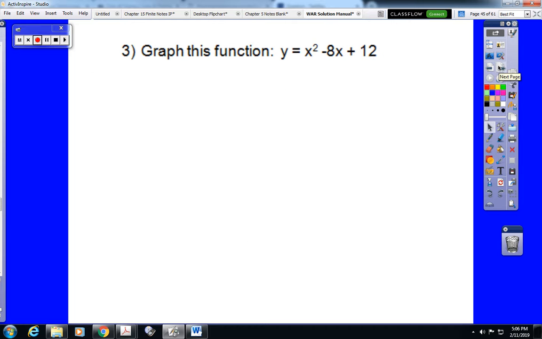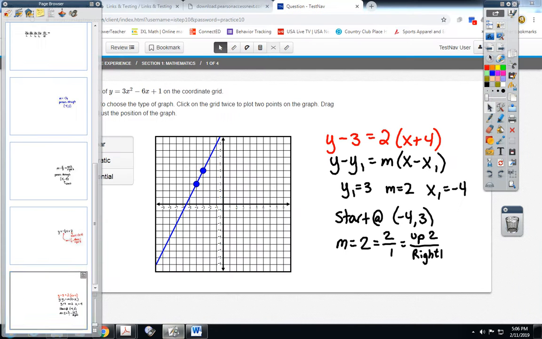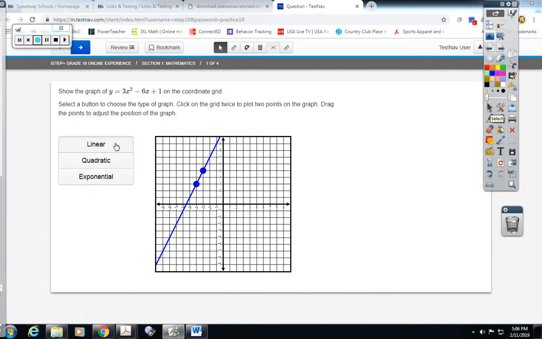Okay, now that brings us to our first quadratic. So let's get reset here for the quadratic. All right, we are going to be graphing y equals x squared minus 8x plus 12.